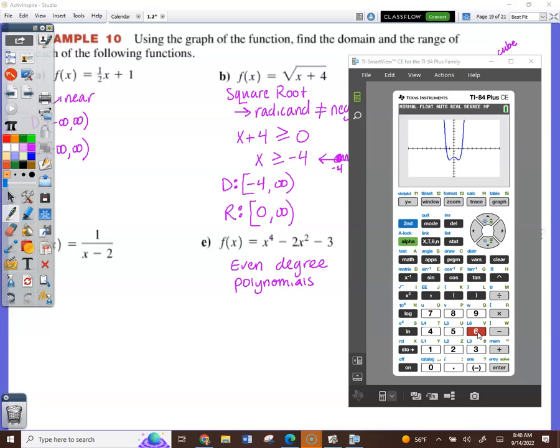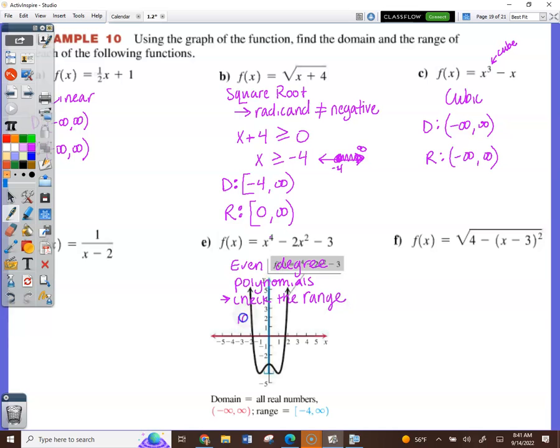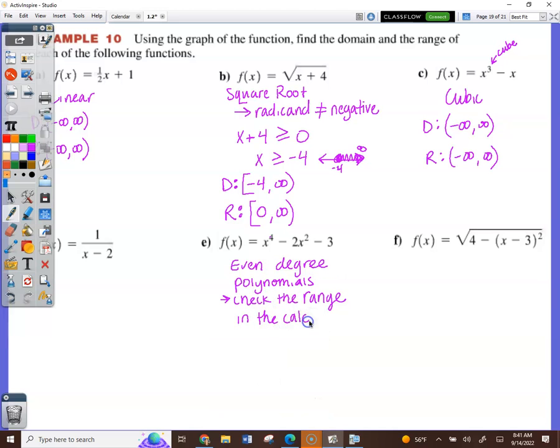So let's write this on our paper. I'm going to go to the table so you can see that. Let's make a note. Okay, we have even degree polynomials. We're going to make a note. Check the range. And my pen's not writing. In the calculator. Check the range in the calculator, which means check the graph. Graph it, zoom 6 it, look at it, and you're going to have to check it.